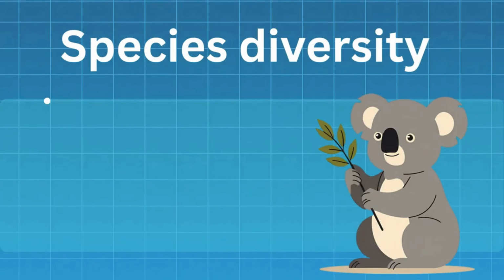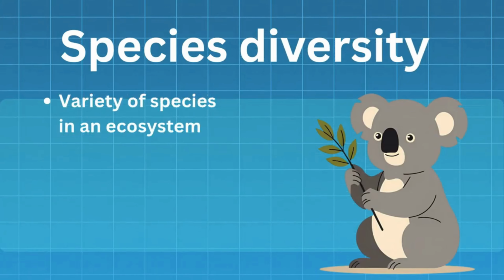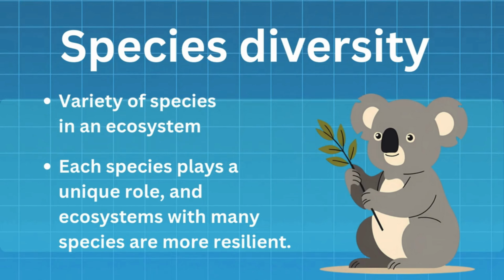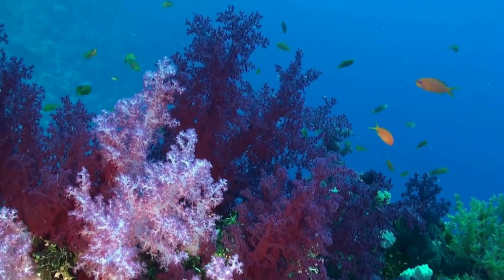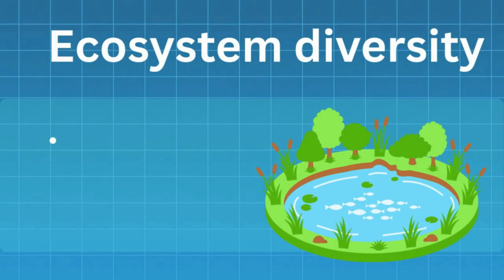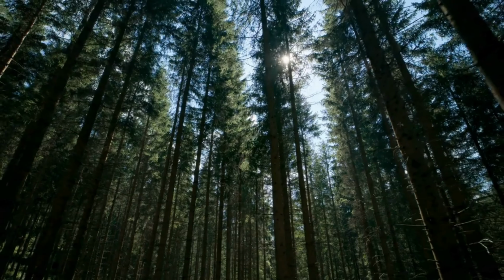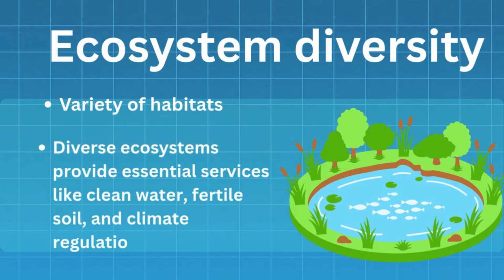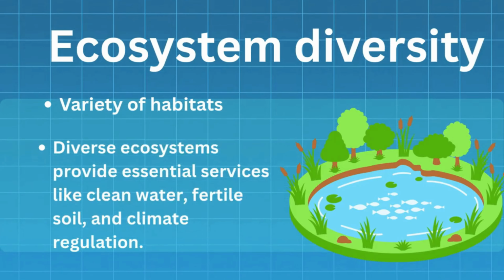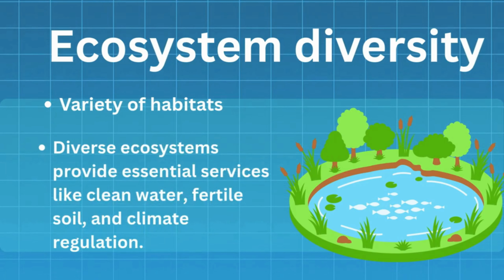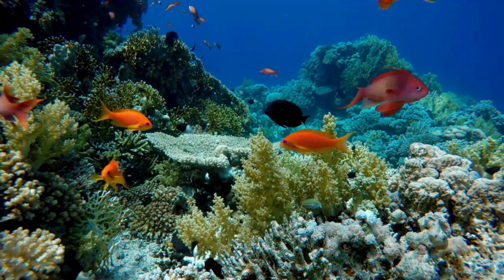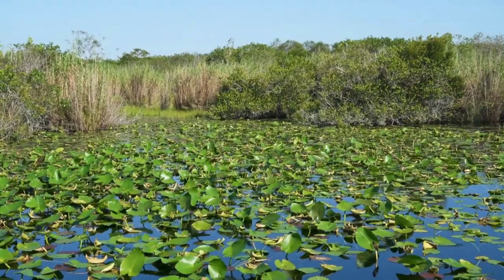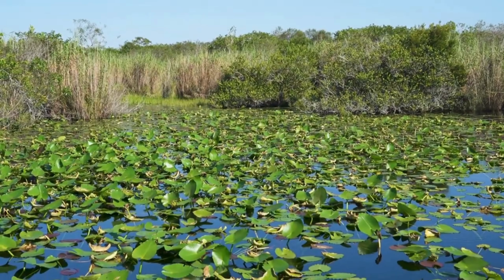Species diversity is the variety of species in an ecosystem. Each species plays a unique role, and ecosystems with many species are more resilient. Coral reefs are a prime example. Ecosystem diversity is the variety of habitats such as forests, wetlands, and deserts. Diverse ecosystems provide essential services like clean water, fertile soil, and climate regulation. Understanding these types shows us what we are protecting when we conserve biodiversity, and why it matters for life on Earth, including our own future.